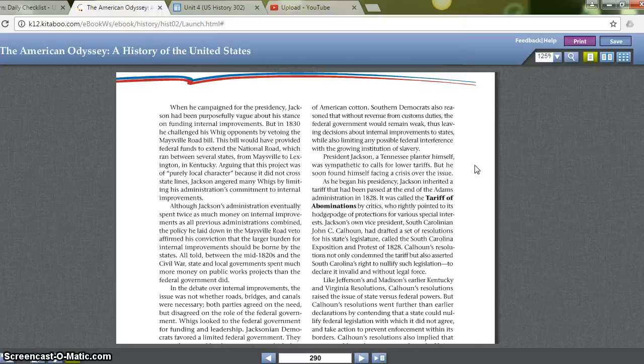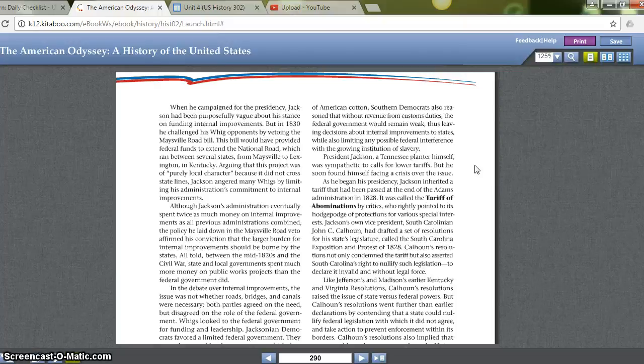Jackson's own vice president, South Carolinian John C. Calhoun, had drafted a set of resolutions for his state legislature called the South Carolina Exposition and Protest of 1828. Calhoun's resolutions not only condemned the tariff, but also asserted South Carolina's right to nullify such legislation, to declare it invalid and without legal force.